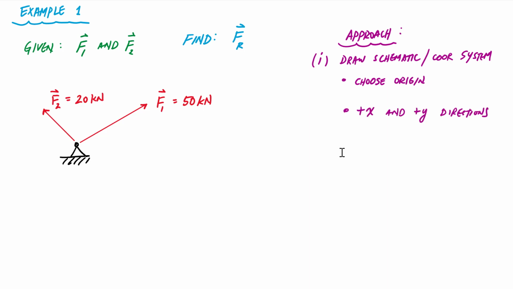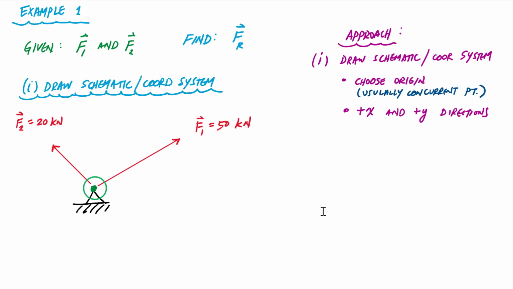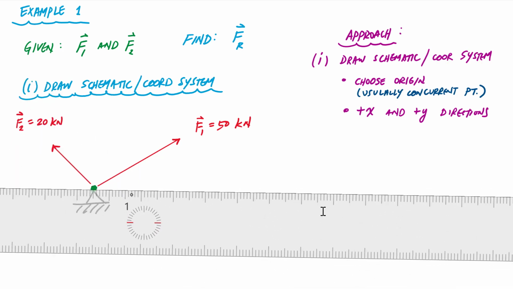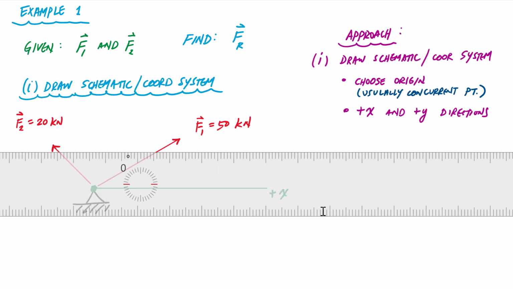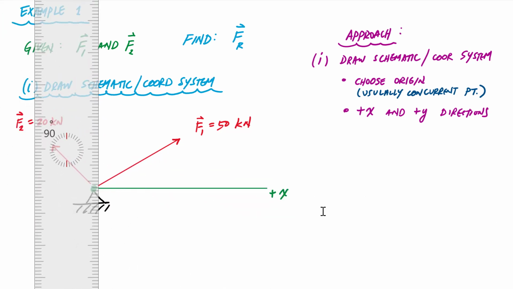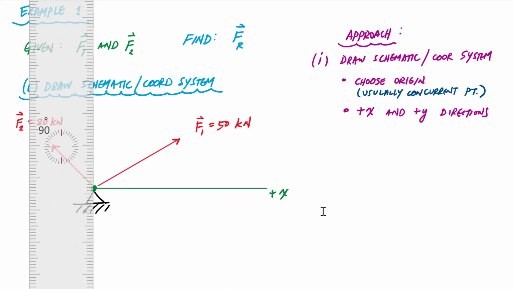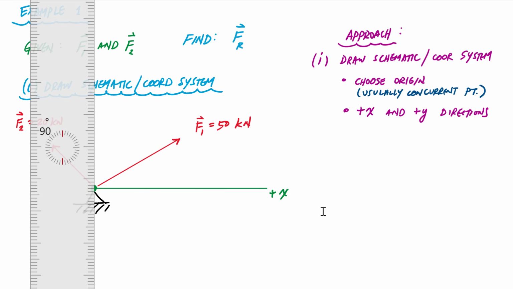Usually the origin that you're going to choose for these types of problems is going to be at the concurrent point. So in this problem, I'm going to choose this point right here as my origin. It's the concurrent point. I'm going to draw a horizontal and vertical line. I'm going to choose positive x to the right and positive y upwards. We generally follow a right hand rule so that we're all communicating the same way.